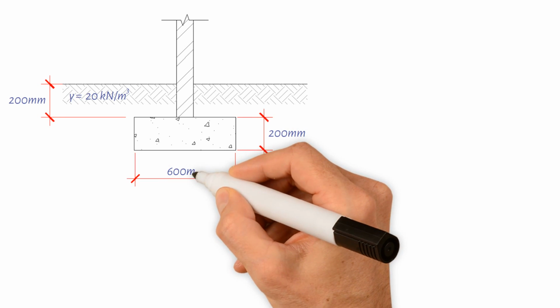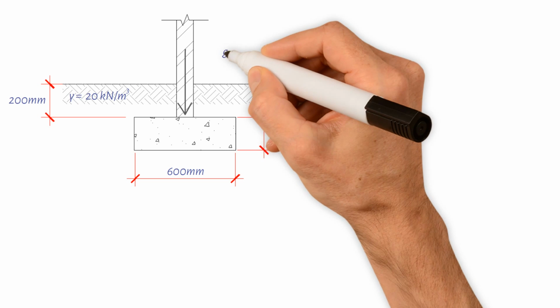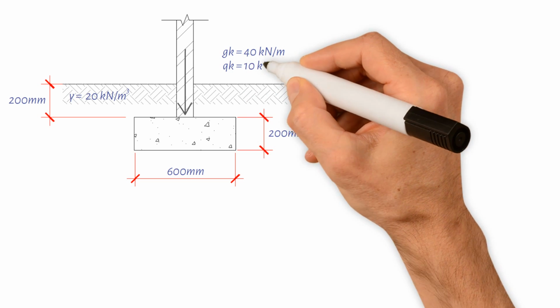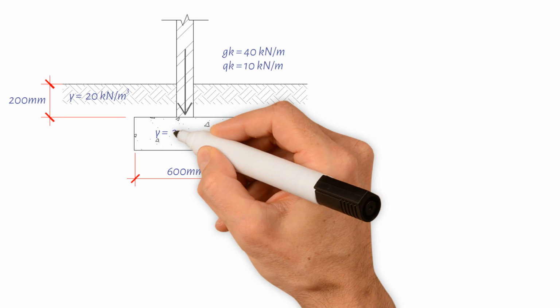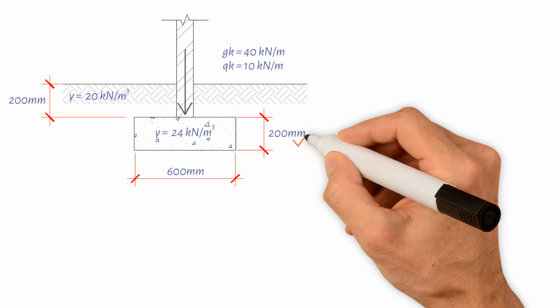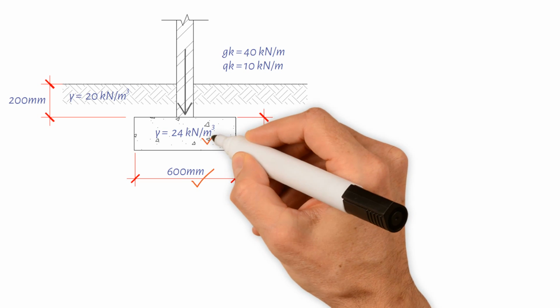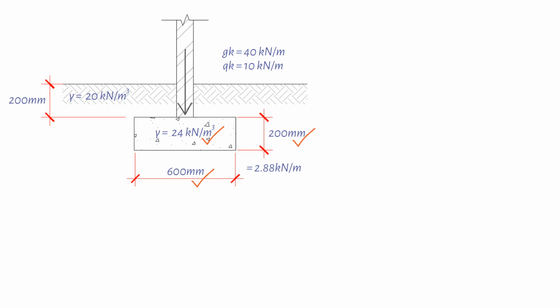and 600 mm wide. If the loads from the building are dead load equals 40 kN per meter, and imposed load equals 10 kN per meter, we can calculate the total load to the foundation. Concrete load from foundation assuming density of concrete equals 24 kN per cubic meter. 0.2 meter deep times 0.6 meter wide, multiplied by 24, equals 2.88 kN per meter.